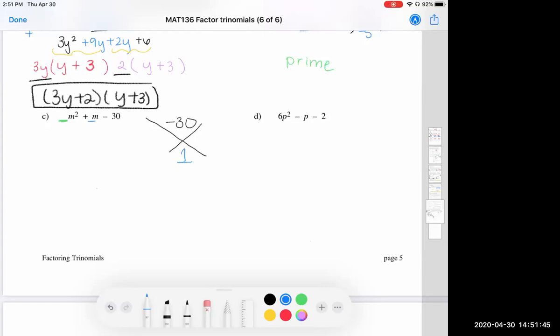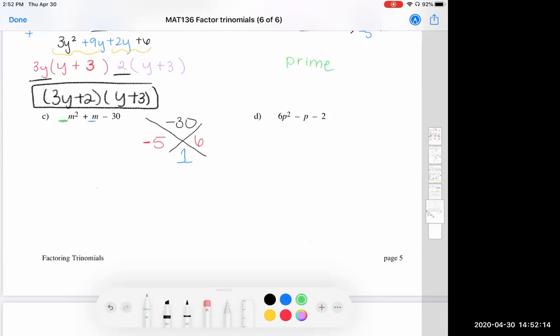3 and 10, 2 and 15, 5 and 6. 5 times 6 have a difference of 1. I want a positive 1, so let's make that 5 negative. -5 times +6 gives me -30, and I add them to get 1.